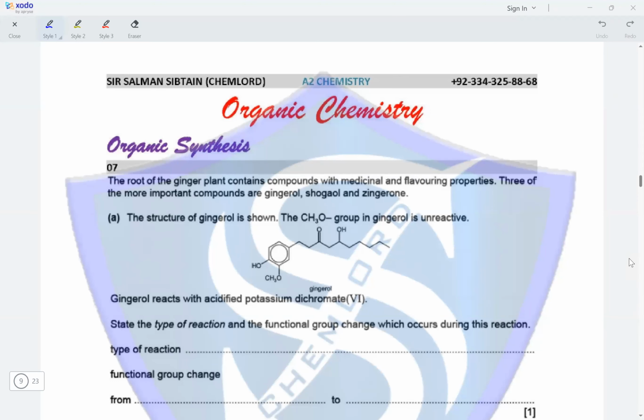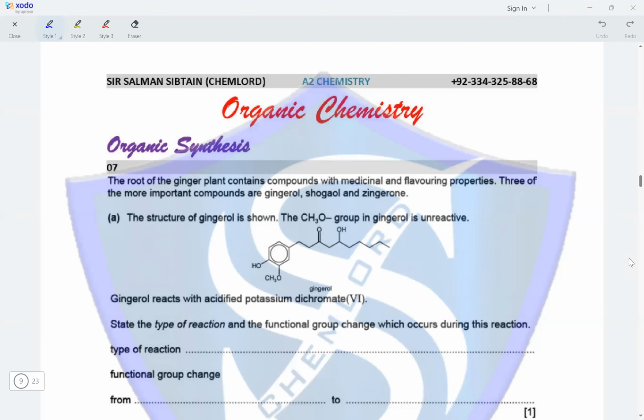Hi guys, this is A2 Chemistry, Organic Chemistry, and we are looking at organic synthesis. Question 7. The root of the ginger plant contains compounds with medicinal and flavoring properties. Three of the more important compounds are gingerol, shogol, and zingerone. The structure of gingerol is shown. The CH3O group in gingerol is unreactive.